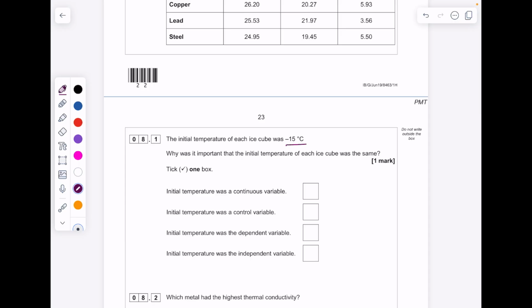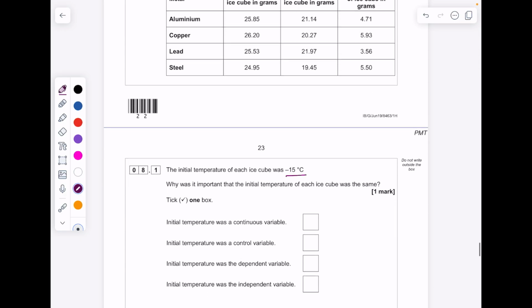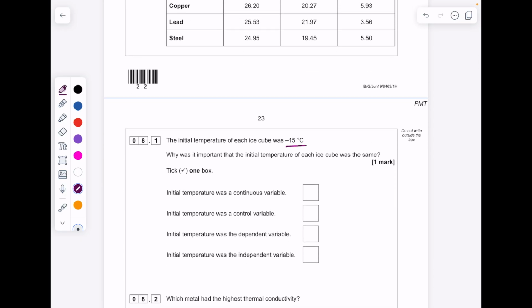Why was it important that the initial temperature of each ice cube was the same? Obviously, we need the starting temperatures to be the same because after all, we're going to have an independent variable, which is the type of metal that the ice cube is placed on. So clearly, the initial temperature is a control variable.